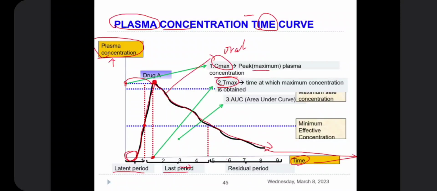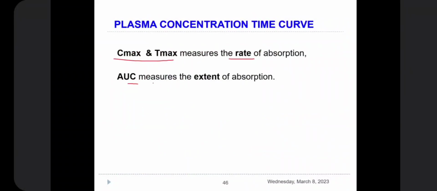And this is the whole curve. And this area is under the curve. We call this AUC, from 0 to infinity. AUC can measure the extent of absorption. So when we compare the absorption of two drugs, we can use these three parameters to compare the rate and extent of the absorption.